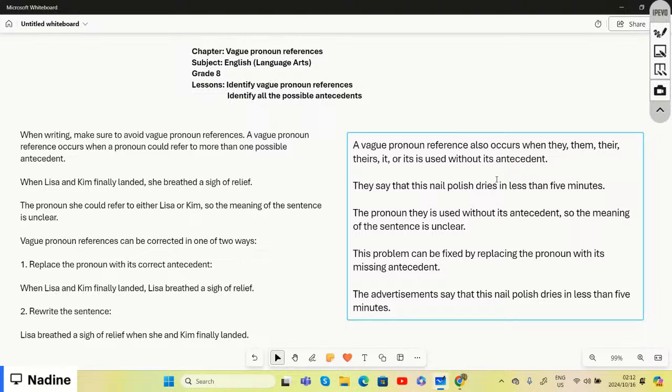All right. So now, in order for us to fix a pronoun reference that is unclear, if we want to fix a vague pronoun reference, we can either replace the pronoun with its correct antecedent. For example, we can say, when Lisa and Kim finally landed, Lisa breathed a sigh of relief.